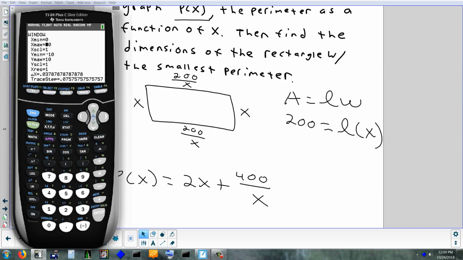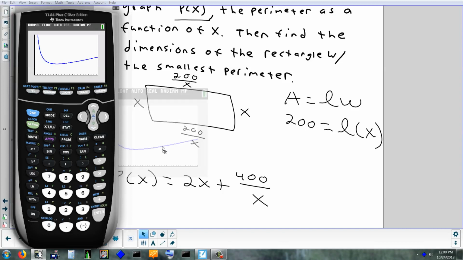Let's see, I'm going to go 0 to 40, and I'm going to go up to, I forgot my values. Let's go up to 200 on the y-axis. So let's go 0 to 200. So there's no wonder I couldn't see it with a standard window. I'm way off the screen. But the table kind of helped me figure it out.